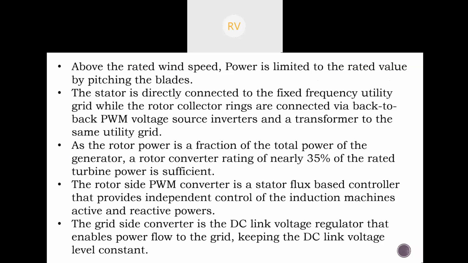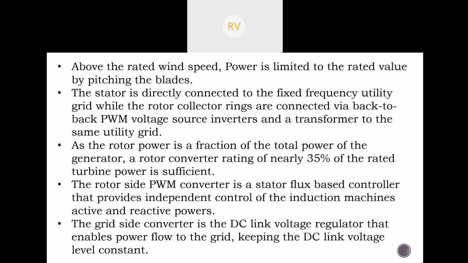The stator is directly connected to a fixed frequency utility grid, while the rotor collector rings are connected via back-to-back PWM voltage source inverters and a transformer to the same utility grid. The stator will be directly connected to this fixed frequency utility grid. While coming to the rotor, we are going to connect the rotor using back-to-back PWM voltage source inverters and a transformer. Both of them will be connected to the same utility grid.